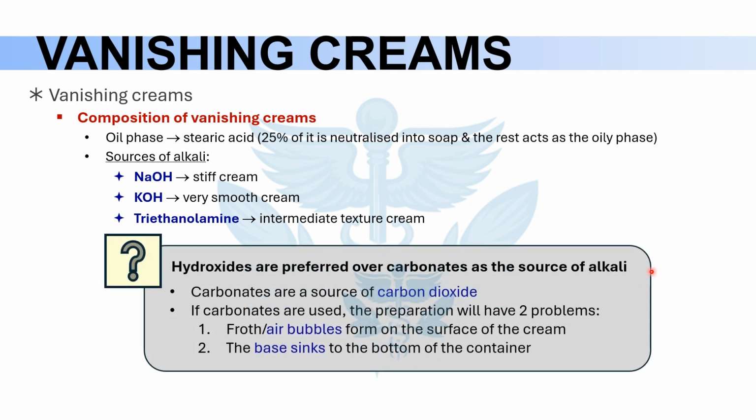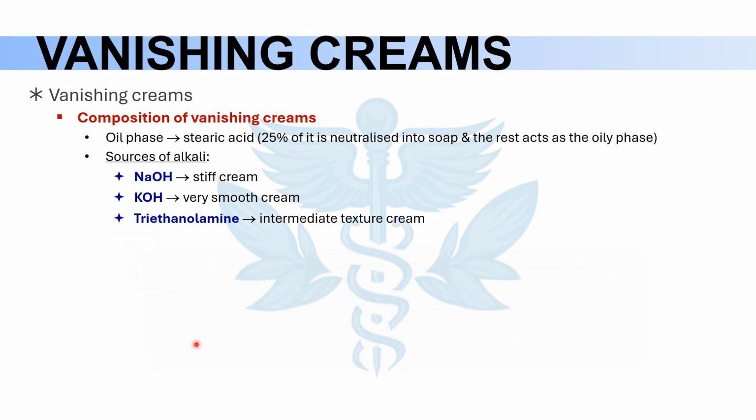If we wanted to compare between hydroxides and carbonates and to choose which one is better, then the answer is hydroxides. Why? Because carbonates are a source of carbon dioxide, and this will cause two main problems. First, the formation of air bubbles and froth on the surface of our cream. And second, the base sinks to the bottom of the container, both of which are unfavorable.